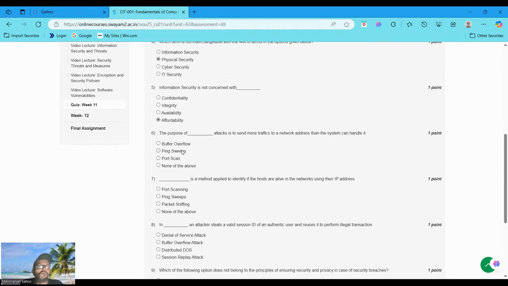Now, moving to question number 6. The purpose of dash attacks is to send more traffic to a network address than the system can handle. The options include buffer overflow, and none of these. We choose none of these here. The purpose of this attack describes a denial of service, that is a DoS attack, which overwhelms a system with traffic.